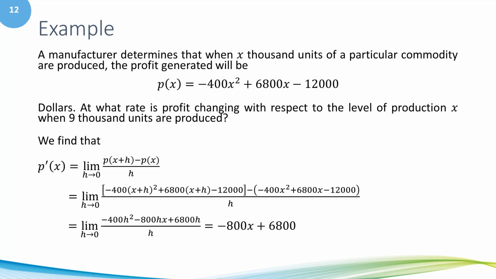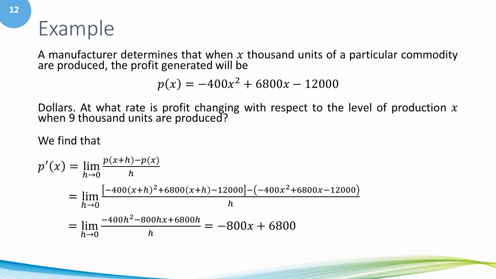Let's go to a more grounded example. Let's say we have a manufacturer that already has the profit equation, which is P(x) = -400x² + 6800x - 12,000 dollars per x thousand units produced. So when 9,000 units are produced, we want to know what is the rate of change in the profit.